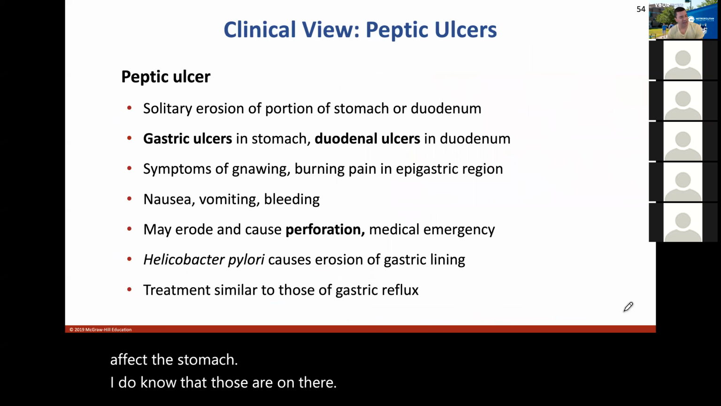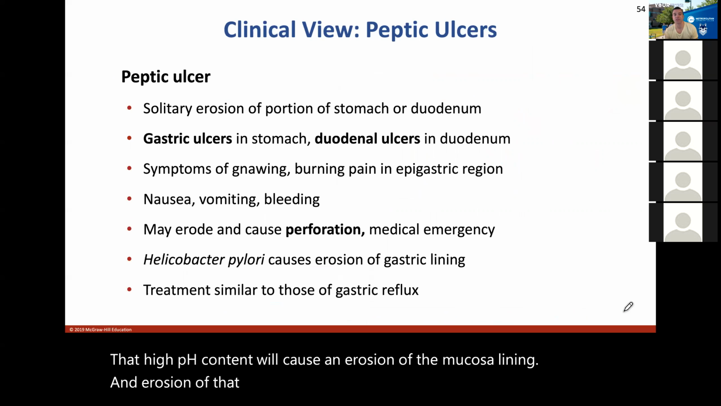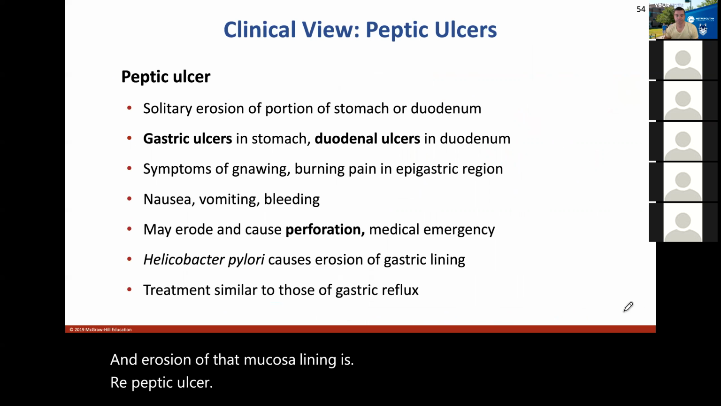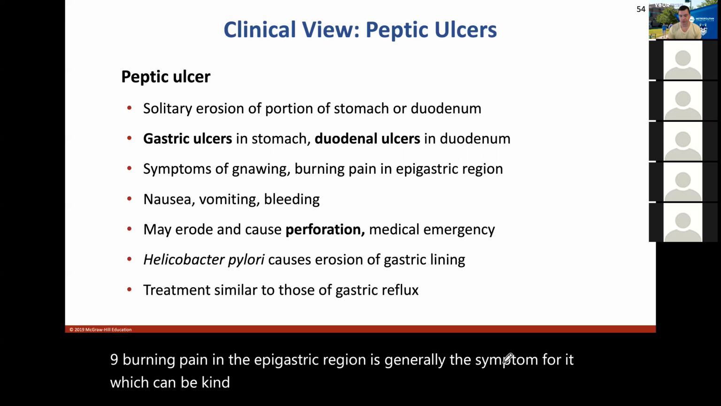If we do not have enough mucus produced, that high pH content will cause an erosion of the mucosal lining. An erosion of that mucosal lining is a peptic ulcer. I didn't ask anything about treating it. Non-burning pain in the epigastric region is generally the symptom for it, which can be kind of similar to heartburn.